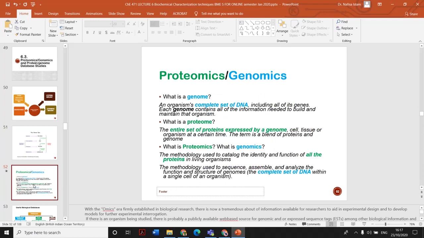A little more in detail. So we know what is a genome. A genome is the organism's complete set of DNA. So all of its genes, when you can compile it and put it in a database, that's the genome. Similarly, the proteome is every single protein that an organism possesses. So proteomics and genomics are then the whole methodology used to catalog the identity and function of these proteins and genes.